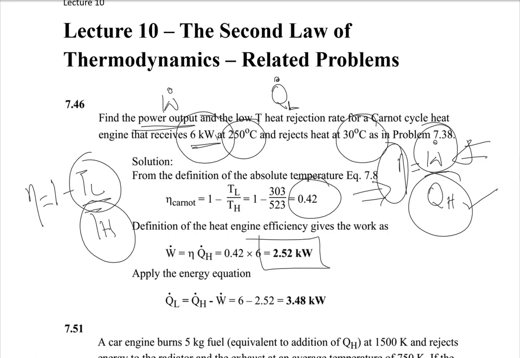Now, for the same thing, applying the energy equation, the total work done, remember, was equal to heat supplied minus, sorry, QH minus QL. That was the work done for the Carnot cycle. So we do have QH, we do have W now. Putting them in here, you can find the low temperature heat rejection.